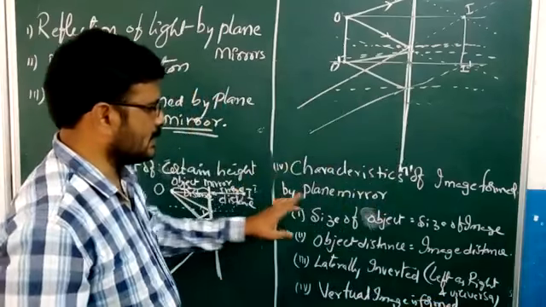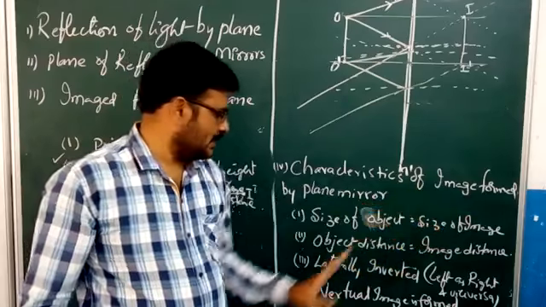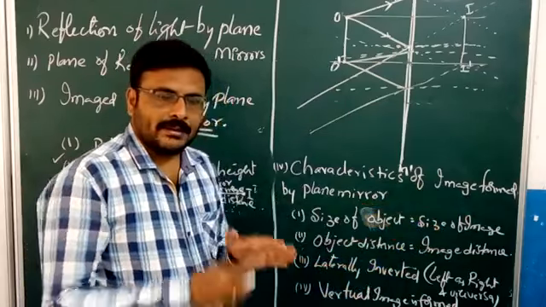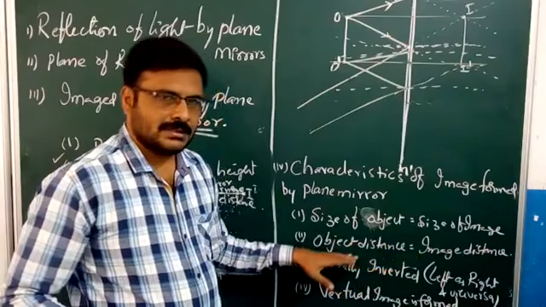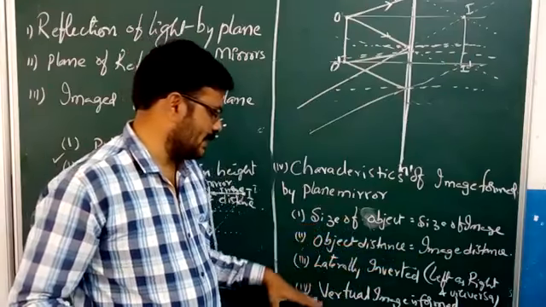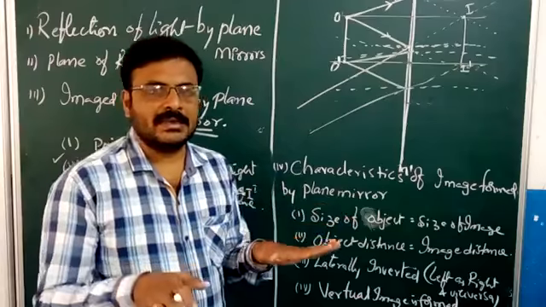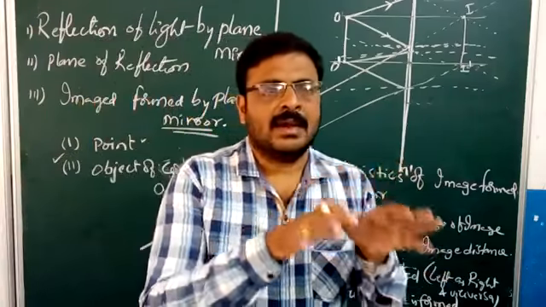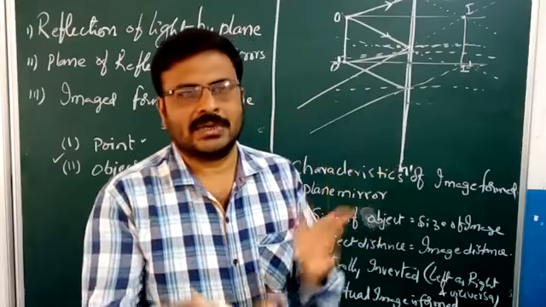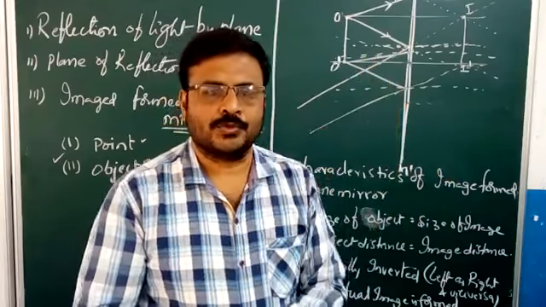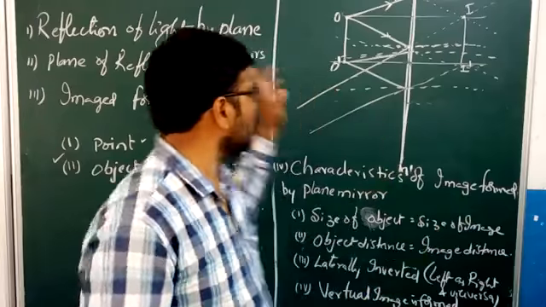If you look at the characteristics, size of the object is equal to size of the image, object distance is equal to image distance, and it is lateral. The image formed will be a laterally inverted image, that is, left side appears as right side and the right side appears as left side, and it is a virtual image. It is not a real image. It cannot be caught on the screen. We assume we can see it, but we cannot make that image fall onto the screen, children. So please try to understand.